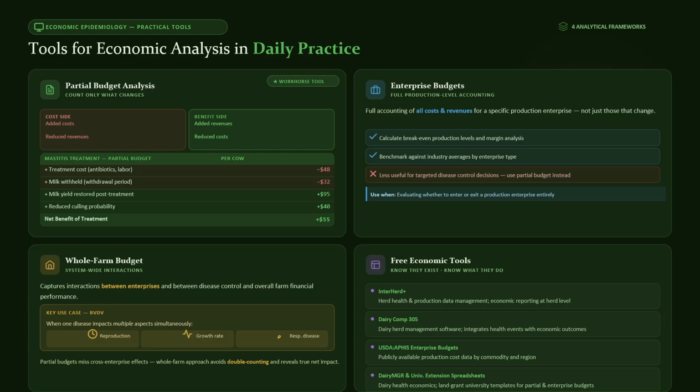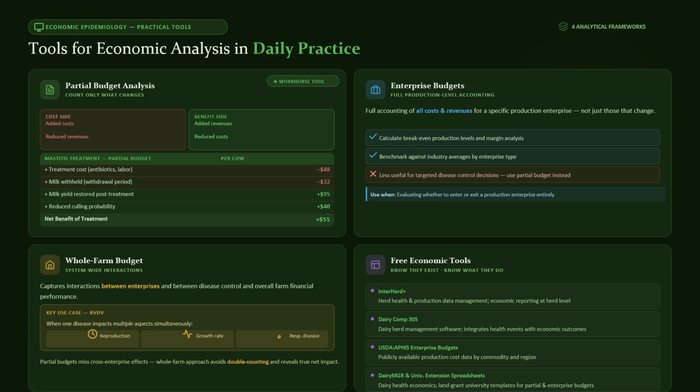Let's bring this down to daily practice with four tools you'll actually use. The workhorse is partial budget analysis. Count only what changes. Take mastitis treatment. Weigh the new costs, like antibiotics and discarded milk, against the gains, like restored yield and avoided culling. In our example, the net benefit is positive $55 a cow, so treat.